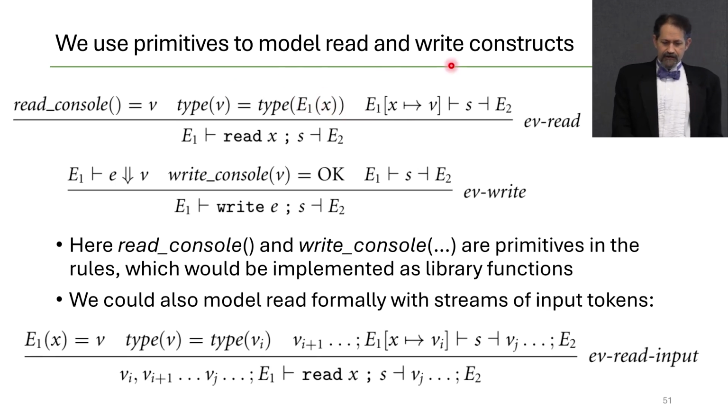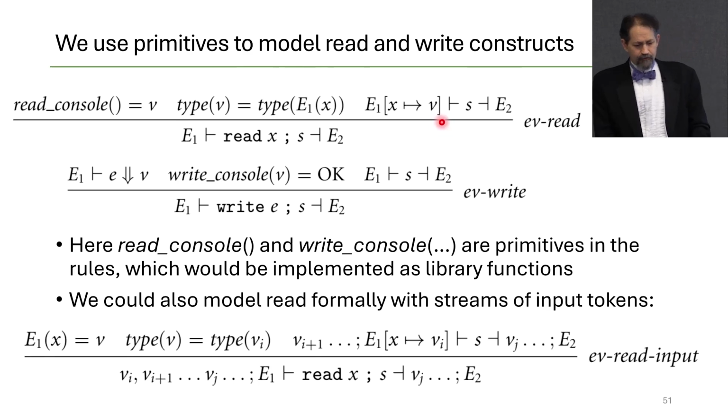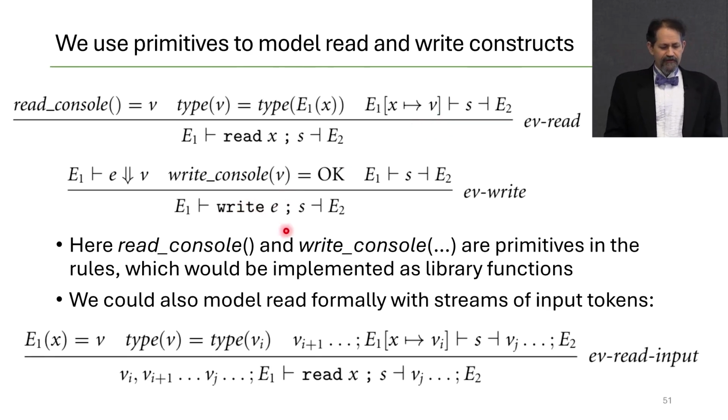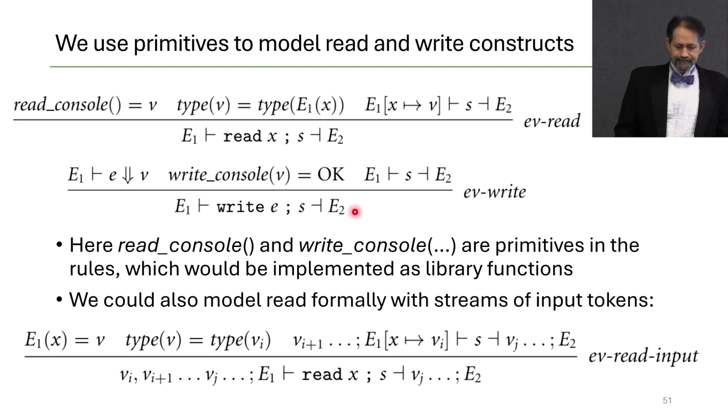And if that's the case, then we can evaluate the rest of the statements after having read this value from the console. Similarly, if we want to write an expression, we evaluate that expression down to a value, again in the current environment. We invoke write console and assert that it's okay in the sense that it doesn't produce an error or something. Again, some informal notation there, and then we have E1 in the environment E1, we continue to evaluate the rest of the program, producing some E2, which is the final environment for the program.